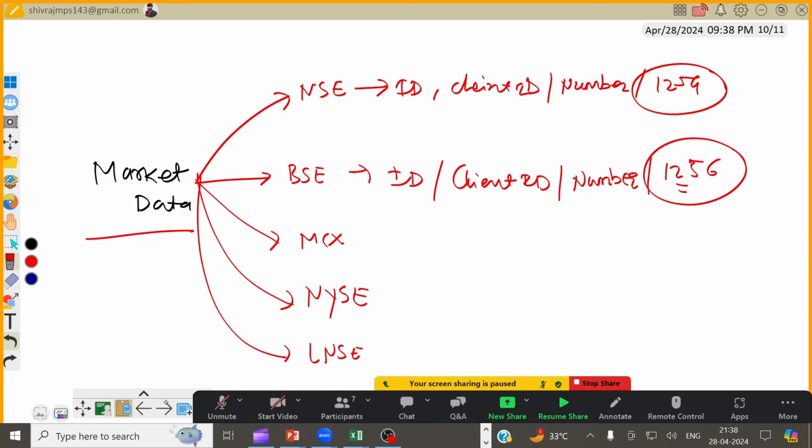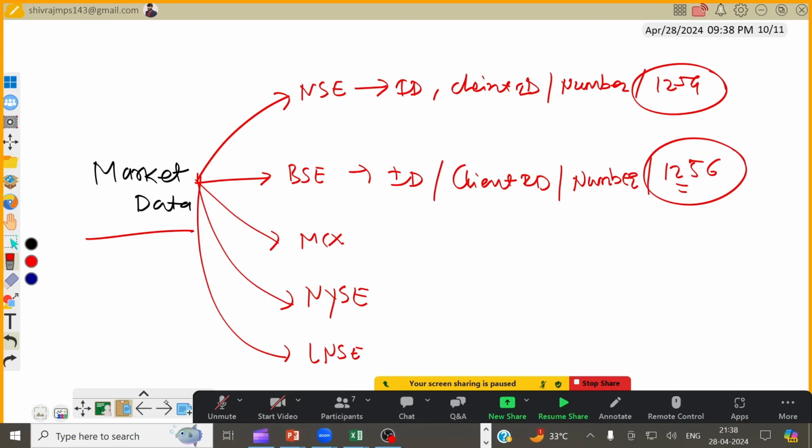Now let's talk about some market data types. Market data, it means, see, we have different markets: NSE, BSE, MCX, NYSE. Every market has its own IDs, numbers, and all other information. Let's say BSE has 1254. These are dummy numbers, not exact. Then BSE has 1256, NSE has 1252, along with their client IDs and all. Right? They have their IDs, so you can recognize them through their IDs.